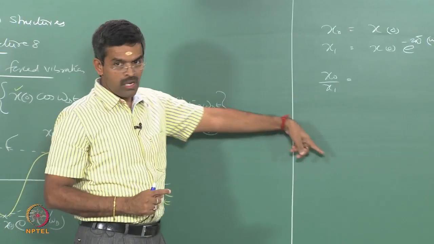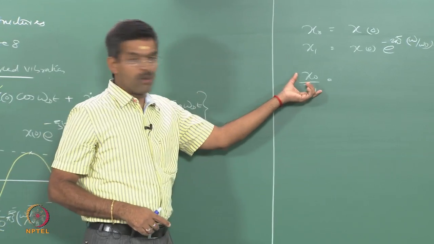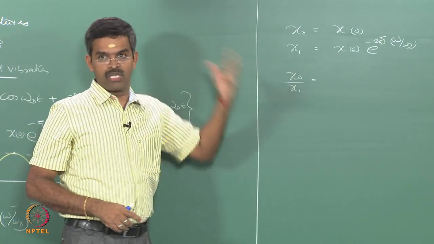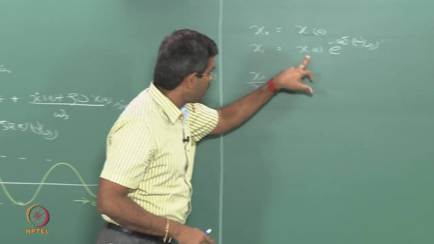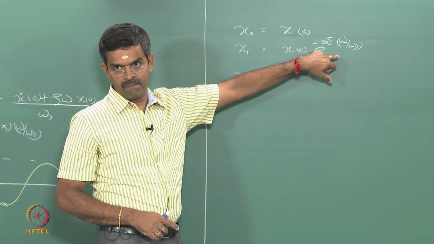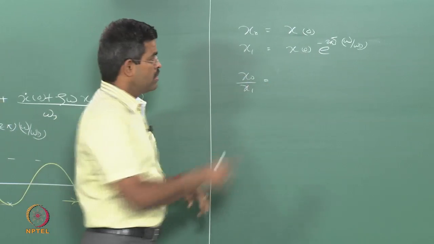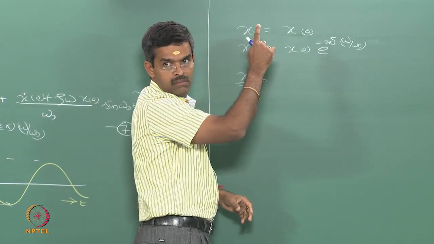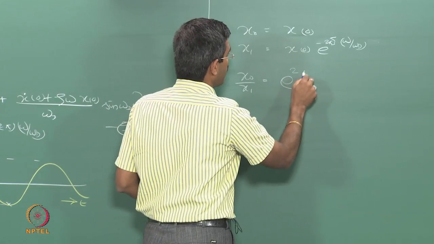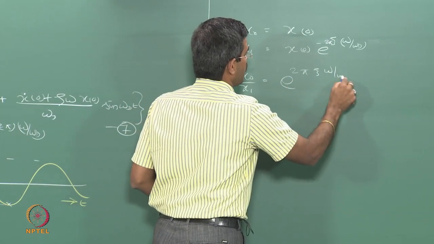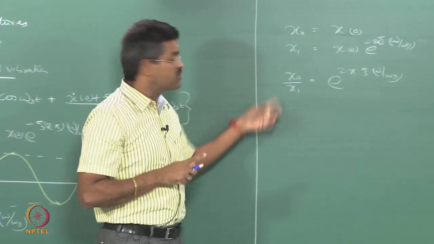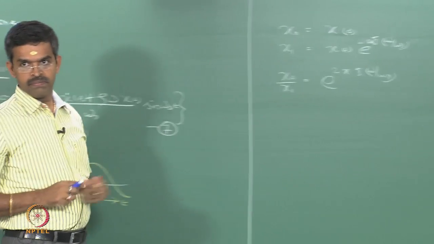Why am I doing this? Because we all know that is going to be a positive number, more than 0, because x0 is more than x1. Why? x1 is a multiplier of x0 with the decay. When you do this, I have an advantage. This negative goes to the numerator. So, it becomes simply e to the power of 2 pi zeta omega by omega d. That is the advantage of doing this.